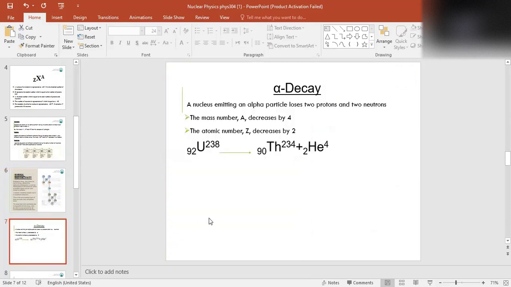So we will speak first about alpha decay. A heavy nucleus like uranium can emit alpha decay. When it emits alpha decay, the mass number decreases by 4 and the Z number decreases by 2. So U 92 238 is converted to Th 90 234 and an alpha particle. The alpha particle has the same mass as a helium atom.